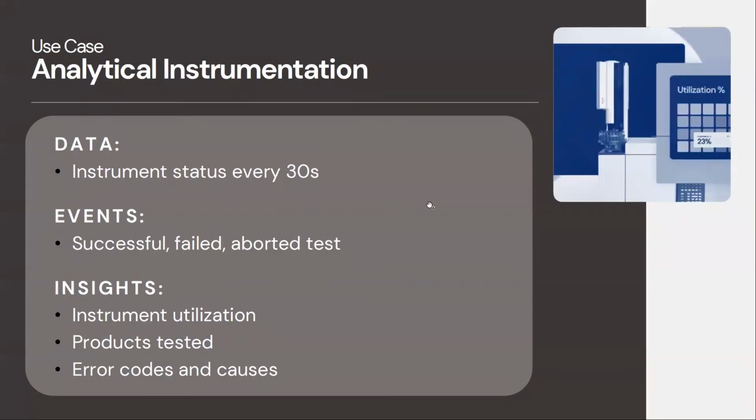So now let's look at some example systems where you need to analyze both OI and BI. A first one may be analytical instrumentation, right? These are sophisticated instruments that can measure many different types of material, from chemicals to oil and gas to electronics. And this type of instrument typically generates a lot of data. So for example, this particular instrument maybe generates status data every 30 seconds, telling you what the instrument is doing, what the states are, what all the parameters are, right?